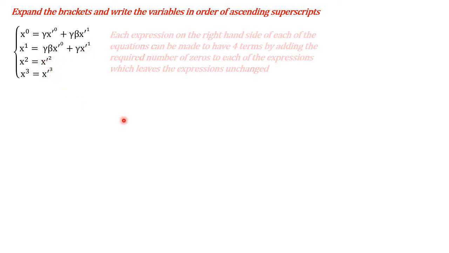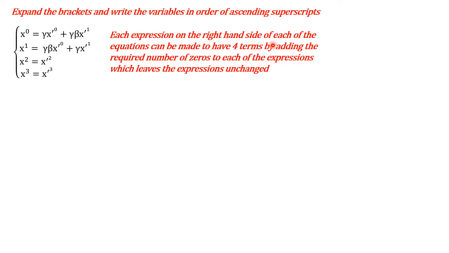Expand the brackets and write the variables in order of ascending superscripts. So actually the right hand sides can be arranged in such a way that we start with the zeroth components, and write in ascending order. So I have gamma x prime 0 plus gamma beta x prime 1, gamma beta x prime 0 here plus gamma x prime 1, and then here you just have x prime 2, x prime 3. So each expression on the right hand side of each of the equations can be made to have 4 terms by adding the required number of zeros to each of the expressions, which leaves the expressions unchanged.